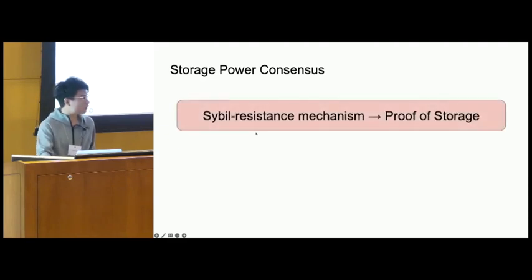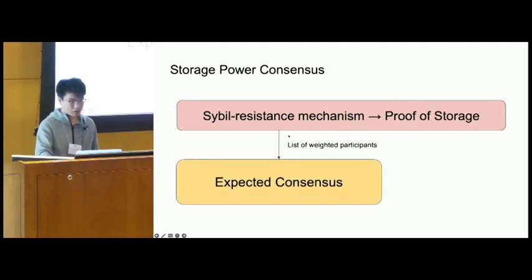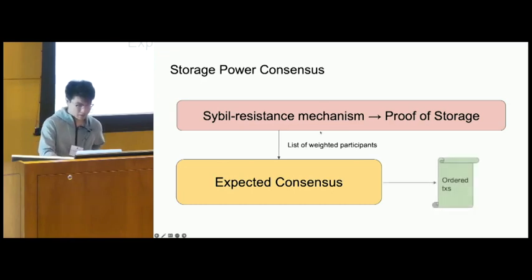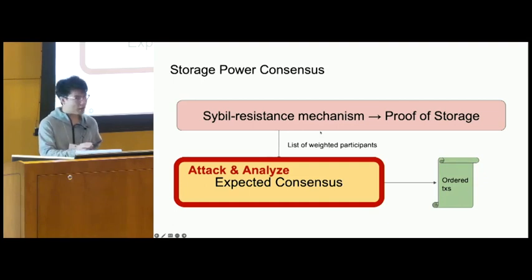The first one is a Sybil resistance mechanism called proof of storage that keeps an accurate table of the storage power pledged by each storage miner. The second component is a consensus protocol called expected consensus. This consensus protocol is run by any set of participants weighted by their storage, and then outputs an ordered list of transactions, so basically a blockchain ledger. The focus of this talk is to attack and analyze Filecoin's mainnet consensus, expected consensus.